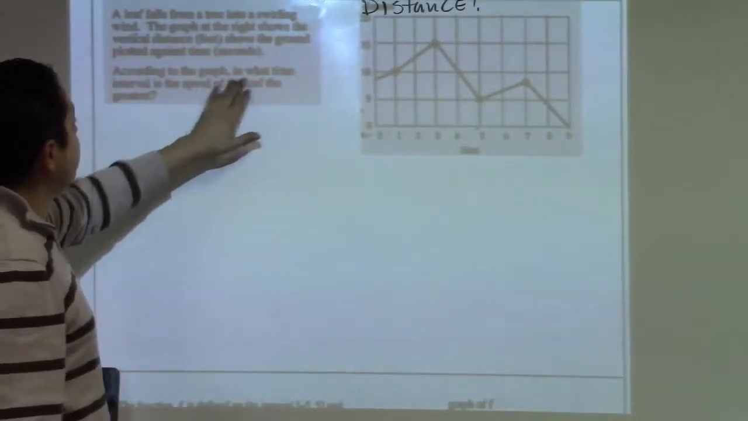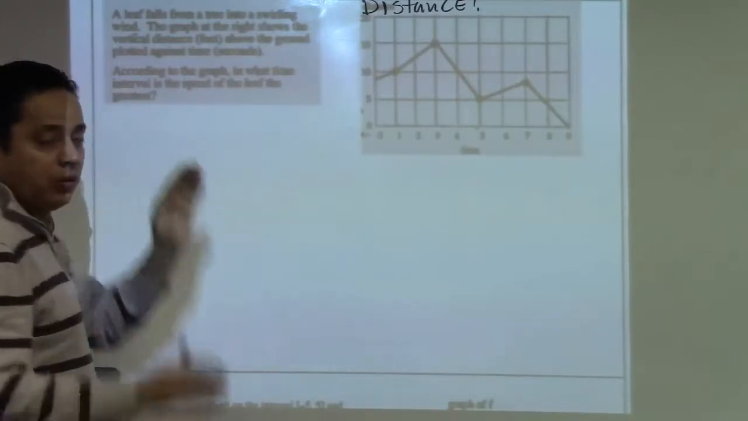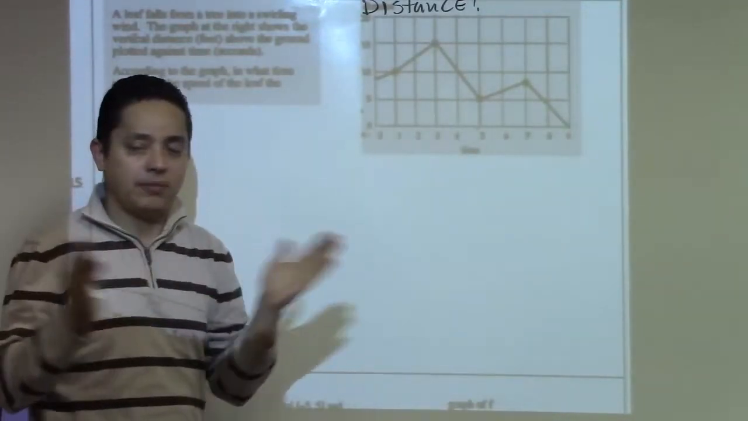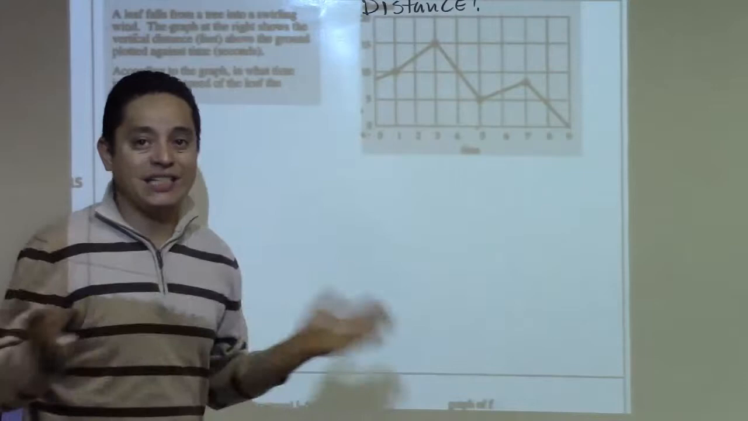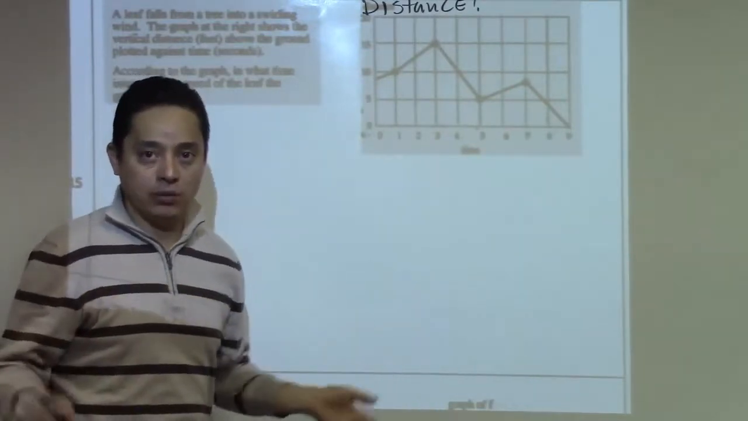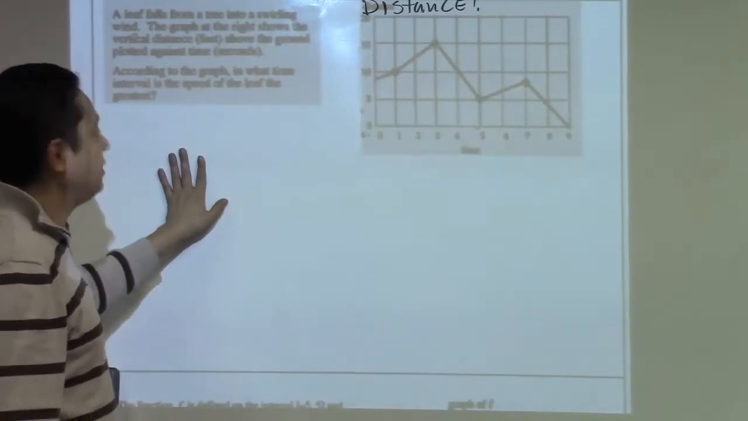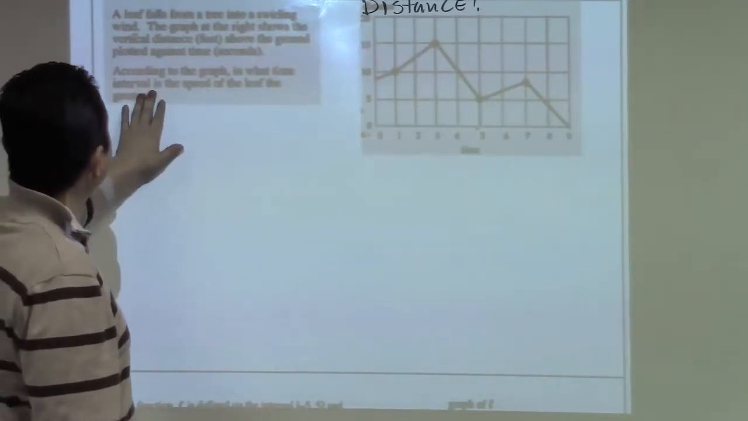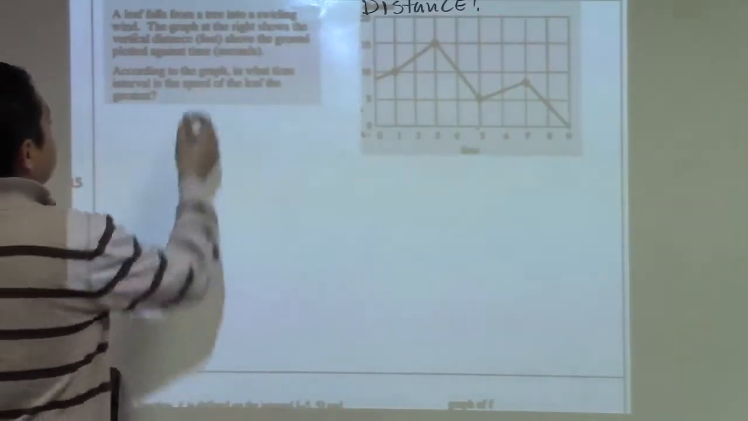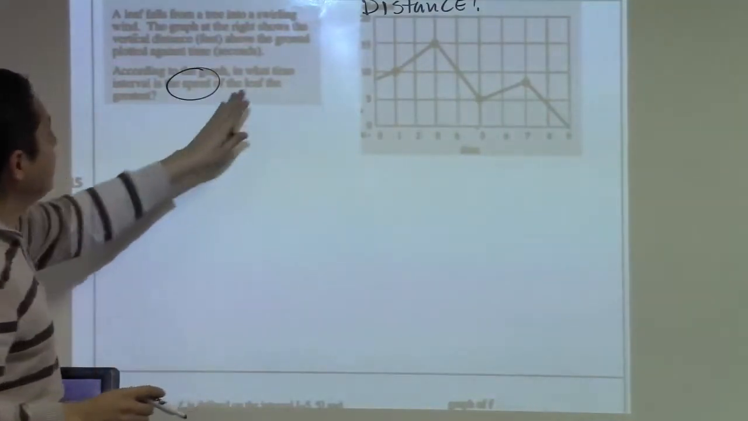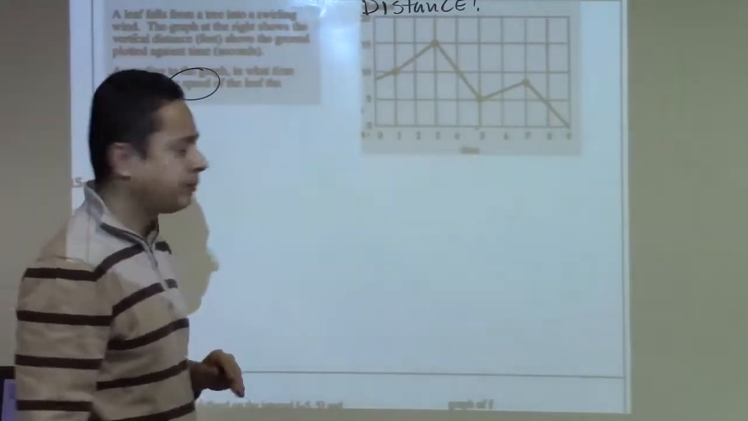According to the graph, in what time interval? So we have to give them two specific times. I'm not going to say, oh, this is happening at t equals 5. That would not be an interval. Right? So I'm picking up a lot of clues from this word problem to answer it. What interval is the speed of the leaf the greatest?